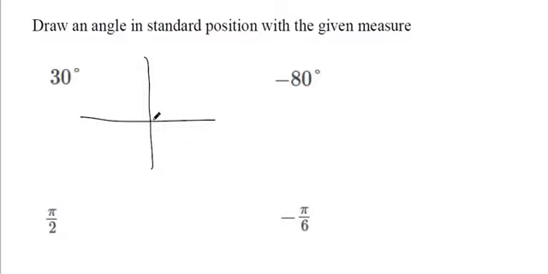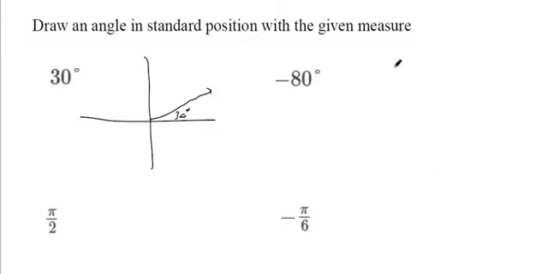So 30 degrees means we're somewhere between a 90-degree rotation, right, and probably a little bit less than 45, and actually not just probably, definitely a little bit less than 45. So this is a rough sketch of a 30-degree angle. And that's it. That's all we have to do. We've drawn an angle in standard position.